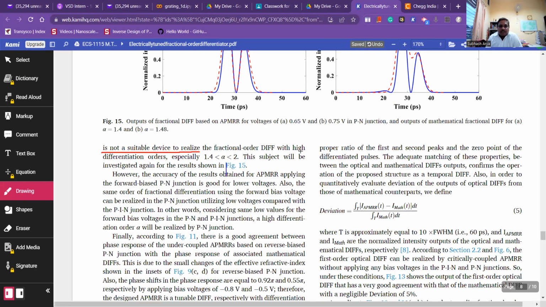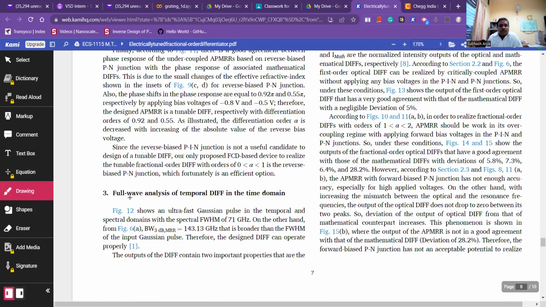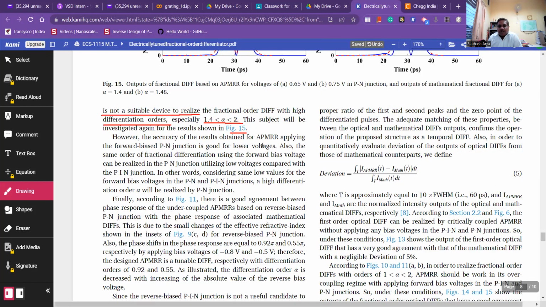To realize a fractional order differentiator with high differentiation order, especially 1.45 less than alpha less than 2, this subject will be investigated again for the results shown in figure 15. However, the accuracy of the result obtained for APMRR applying the forward bias PN junction is good for lower voltage. Also, the same order of fractional differentiator using the forward bias voltage can be realized in the PN junction utilizing low voltage compared with the PIN junction. In other words, considering the same low value for the forward bias voltage in the PN and PIN junction, a high differentiation order alpha can be realized by the PIN junction.